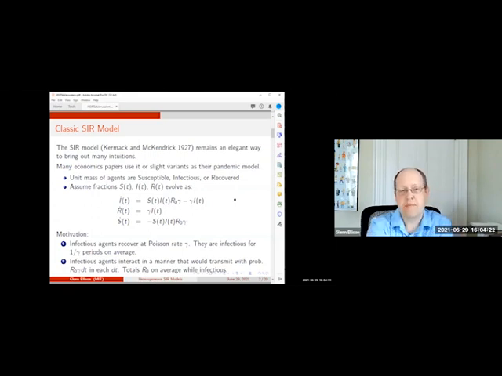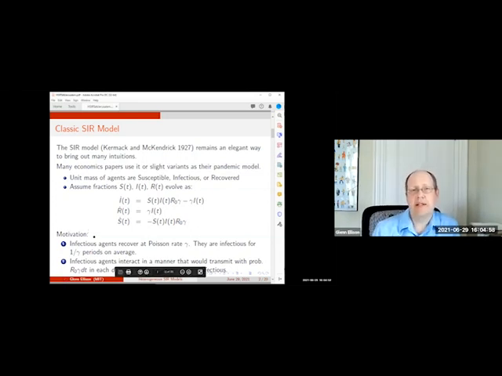But let me go through the model. In this model, you have a unit mass of agents. Every agent is in one of three states: susceptible, infectious, or recovered. What we keep track of is the population fractions. S of t is the fraction of people who are currently susceptible at time t. I of t is the fraction who are currently infectious. R of t is the fraction who are recovered and no longer infectious. So S plus I plus R equals 1. So really R is just redundant. We really shouldn't have it there, but that's how the model is usually done.